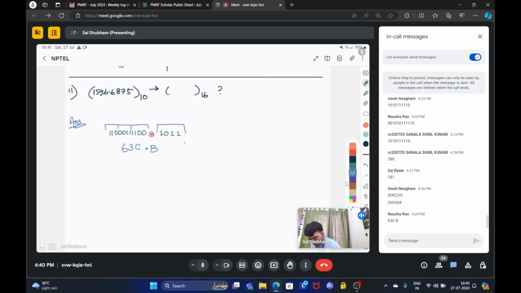Now if I ask what will be the octal representation, can you quickly answer in 2 minutes? Please keep in mind that the grouping will always start from this point. Okay, he will start this way or this way.